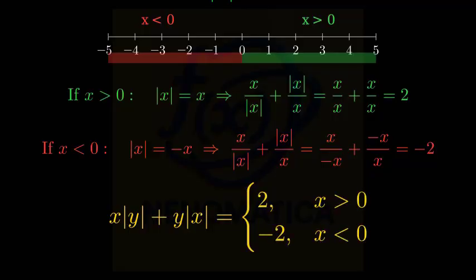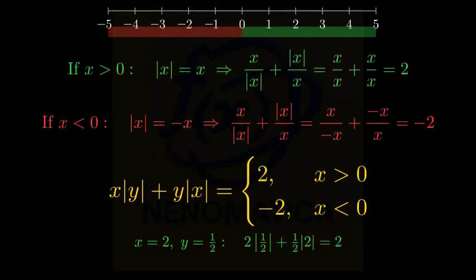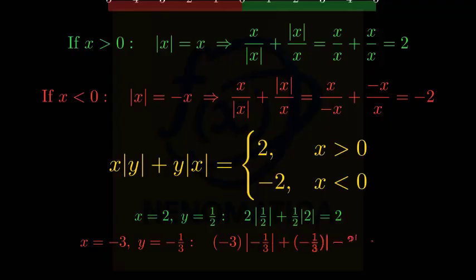As a quick check, take x equals 2, so y equals 1/2. The value is 2 times the absolute value of 1/2 plus 1/2 times the absolute value of 2, which equals 2. For x equals negative 3, y equals negative 1/3. The value becomes negative 2. This matches our piecewise result.